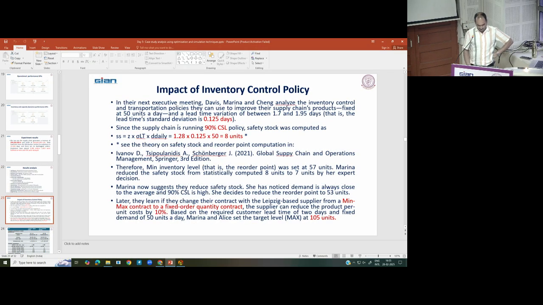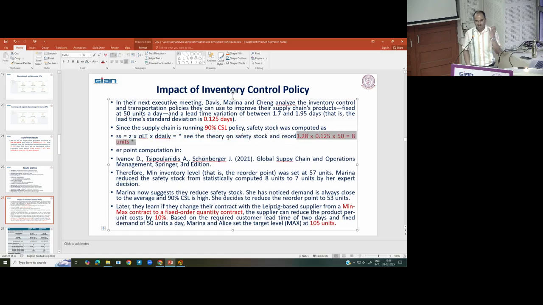So now the team, Davis, Marin and Cheng, did some analysis, and what they found is that the lead time variation was from 1.7 to 1.95 days, and their standard deviation was 1.125 days. So they tried to fix that inventory level. Safety stock equals Z times standard deviation of lead time times daily demand. So this is the formula they used to find the safety stock. Safety stock is 8 units, daily demand is 50.